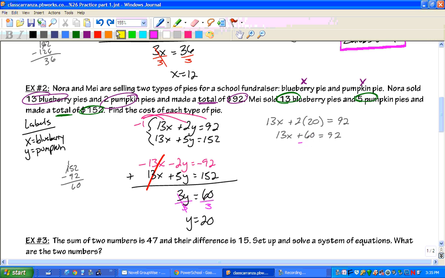Mr. Grice, what are you doing? By 60. Let's see. What did I do wrong? See, you guys gotta yell at me, okay? I can't hear you. 2 times 20 right here is 40. So you're subtracting both sides by 40. And we get 13x equals 52. Okay, divide by 13.